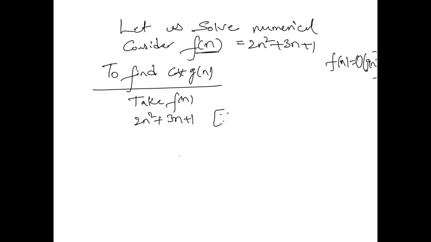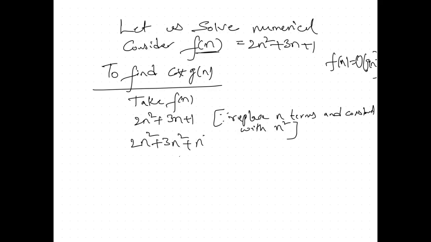Now what I am doing is replacing the n terms and the constant with n square. So 2n square plus 3n square plus n square. Now how much has it become in total? 6n square. Now what is the 6n square? It is c times g of n, right?